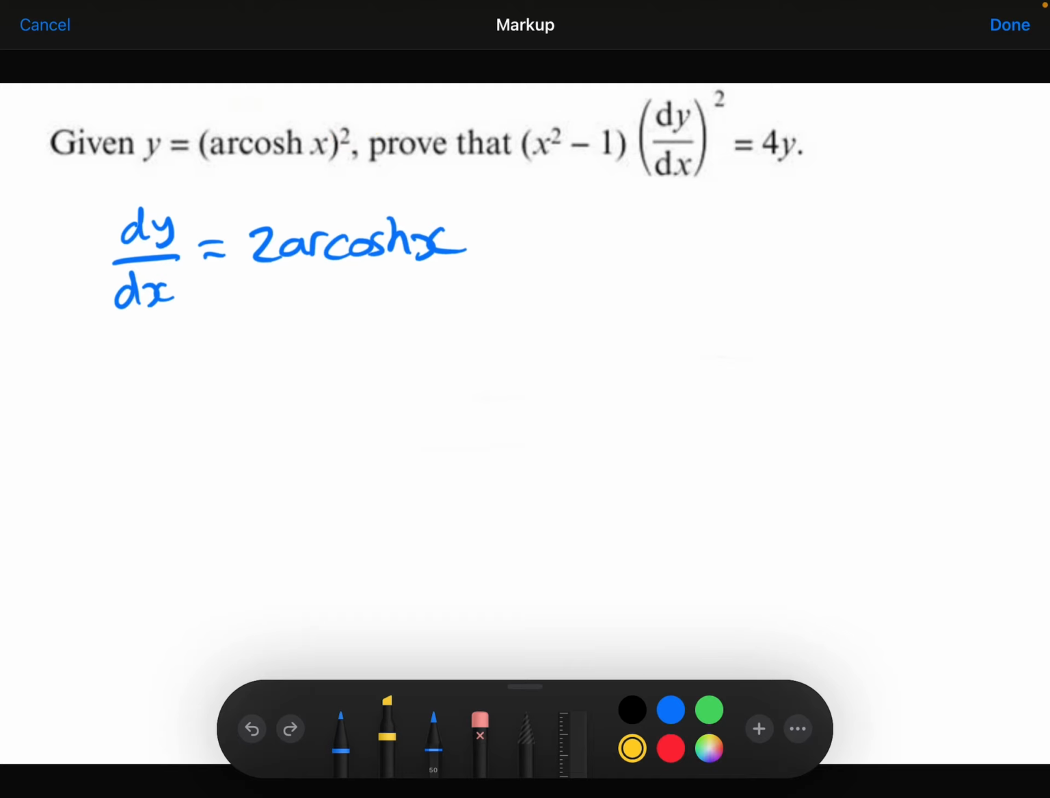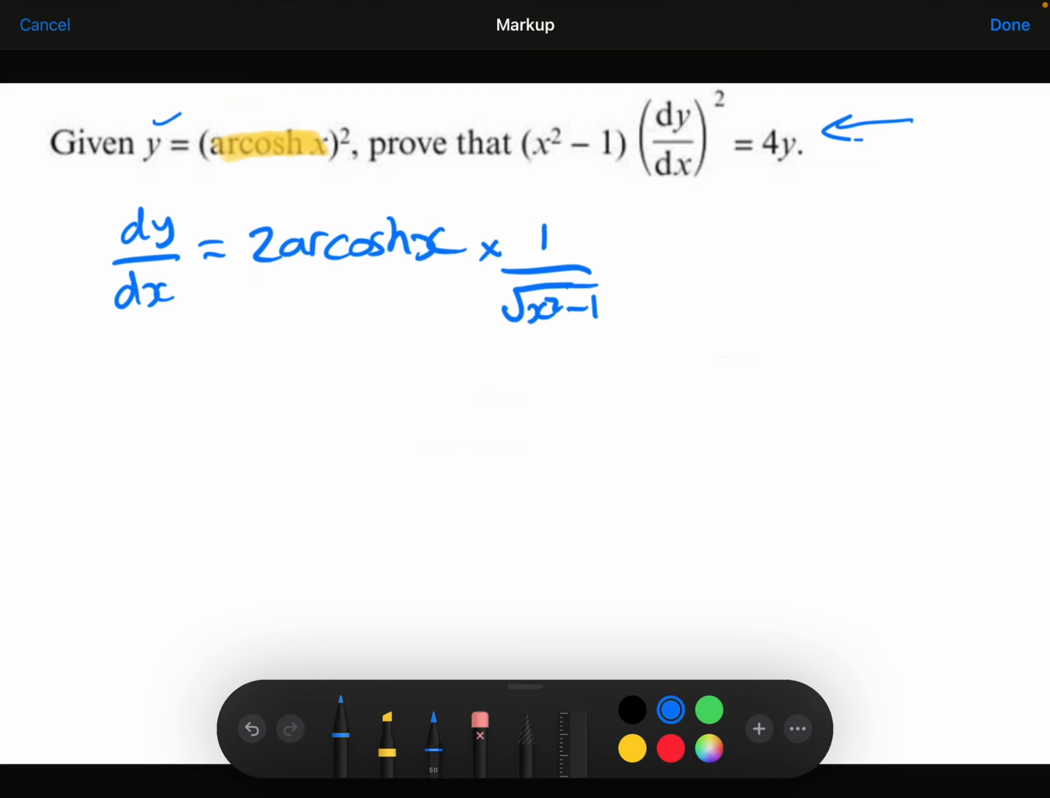But by the chain rule, I need to multiply this by the derivative of that inside function, the derivative of arcosh x, which we know is going to be 1 over the square root of x squared minus 1. Okay, so that's me differentiating this using the chain rule. I now need to make it look like this.